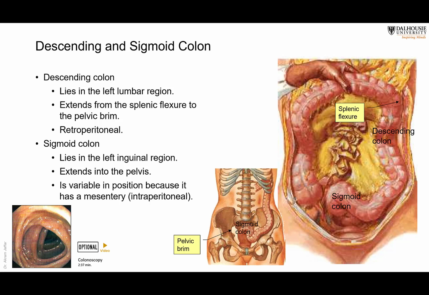And then the sigmoid, this is how the colon looks from the inside. You can see the haustra here. That's how it looks from the inside. And you can see here that there are like 1, 2, and 3 places. Looks like triangular. So there are 3 places where the 3 teniae coli are located, giving this appearance.